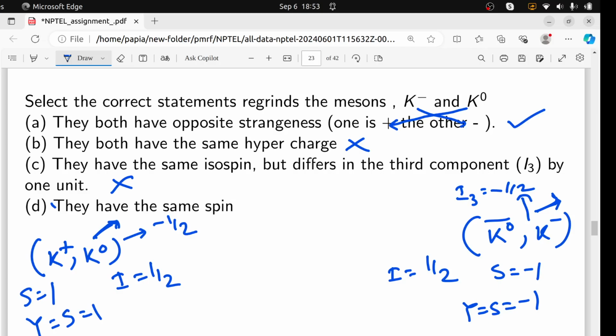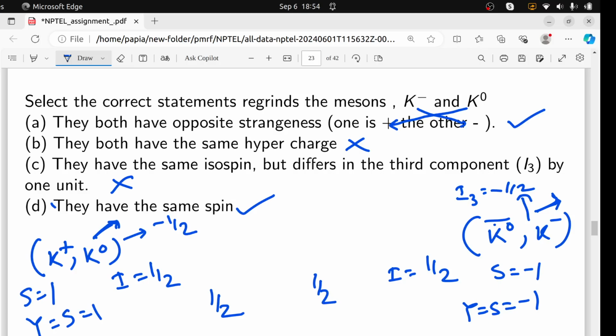Option number D. They have the same spin. Now let me check, is it correct or not. For spin case, obviously this is a fermion, this is a fermion, so spin will be always half for any type of fermion. So it is also fine that they have the same spin. So this is correct.